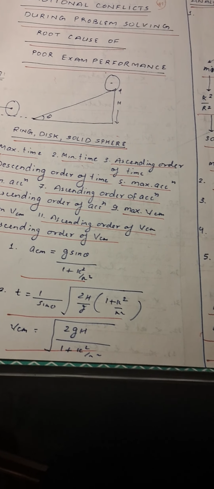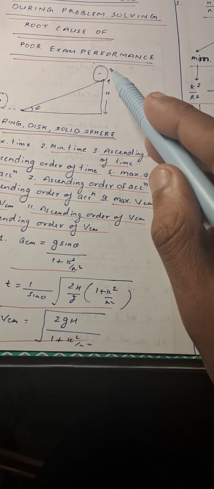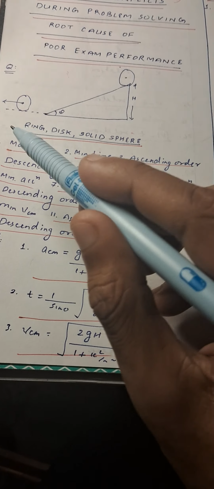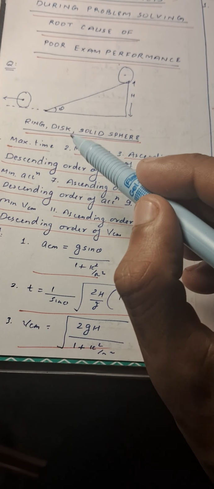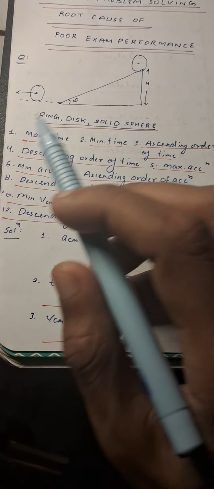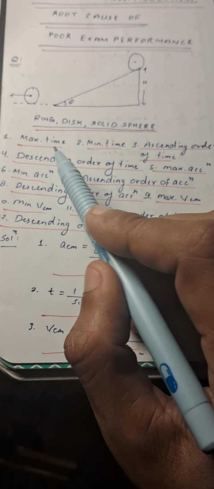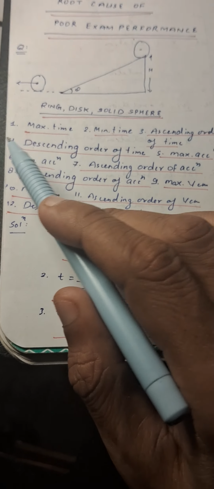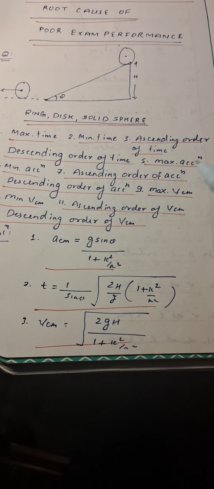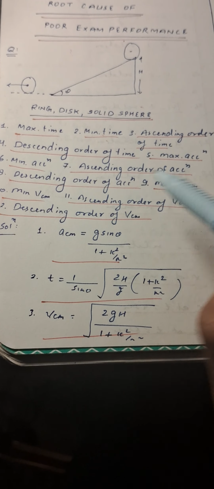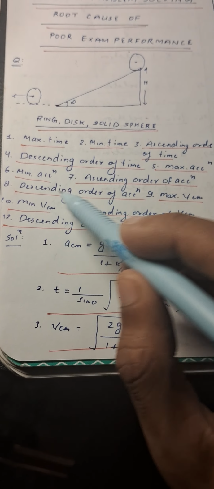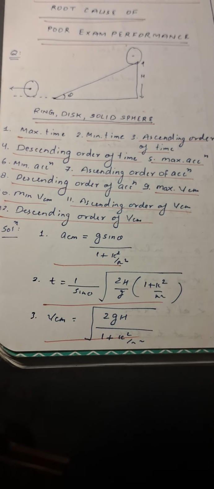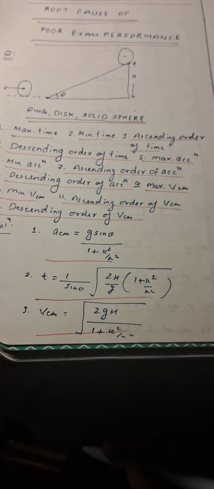Suppose a rigid body is given to you and it is just released from the top of an inclined plane and it comes to the ground, and there are three bodies of concern: a ring, a disc, and a solid sphere. Then you need to find which one will take maximum time to come to the bottom, then minimum time, then ascending order of time, then descending order of time, then maximum acceleration, minimum acceleration, ascending order of acceleration, descending order of acceleration, maximum velocity of center of mass, minimum velocity, ascending order of VCM, and descending order of VCM.